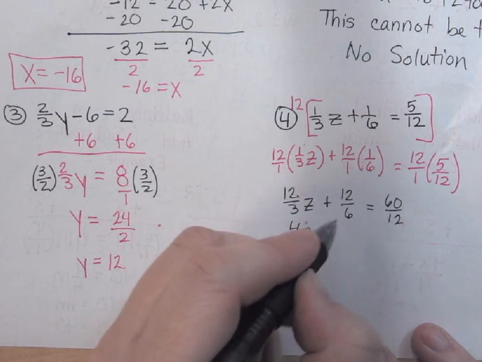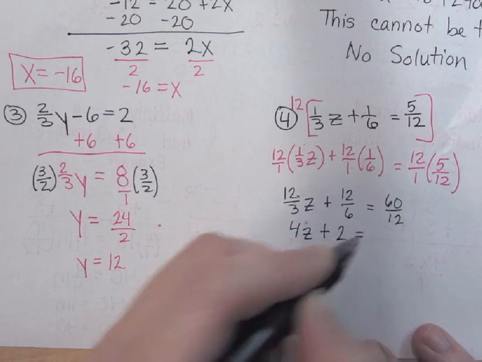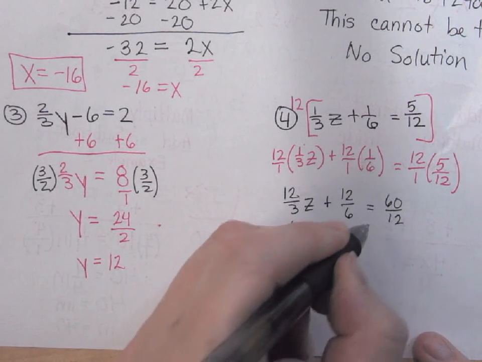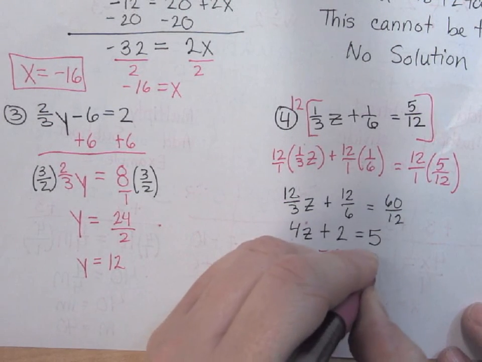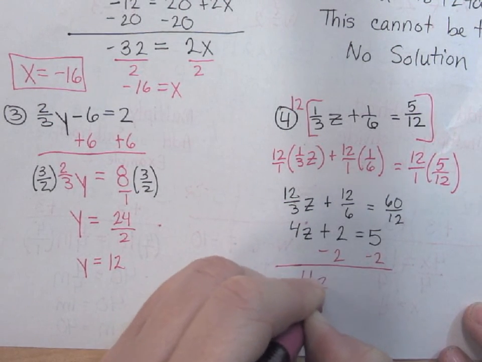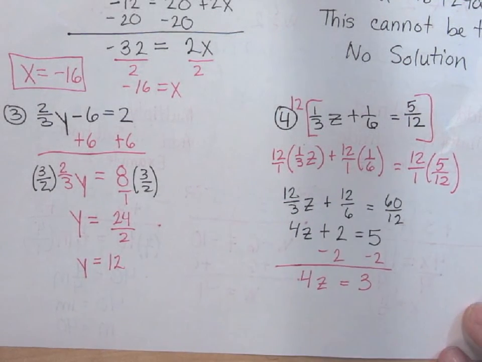12 divided by 6 is 2. And 60 divided by 12 is 5. Now I just have a two-step equation. So even though it looks intimidating when you have all those fractions, it's really not, because we can eliminate them by using multiplication. So now I just solve my two-step equation. So the first thing I do is I subtract. And then I will divide.